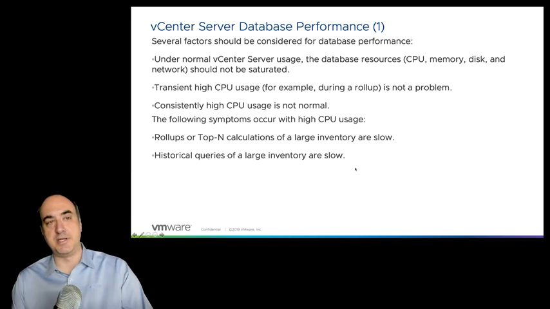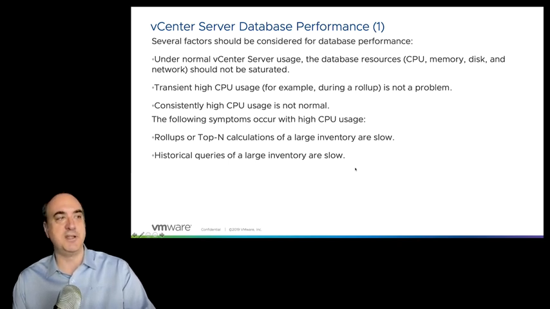And then what about the database, right? It's critical that the database is working optimally. Now, again, since the database is on the same system as vCenter, there will be times when rolling up statistics is going to cause a spike in your resources. We call those transient high CPU usage during rollups.